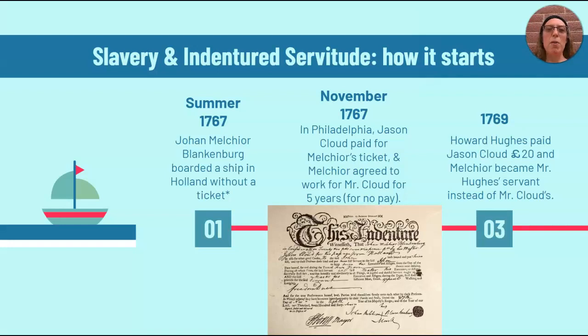First, you might have noticed they both came on a ship. Even though Melchior Plank didn't have a choice as far as we know, most indentured servants chose to come to the colonies, while most enslaved people were forced to come. This is a huge difference, but they did both come on a ship.